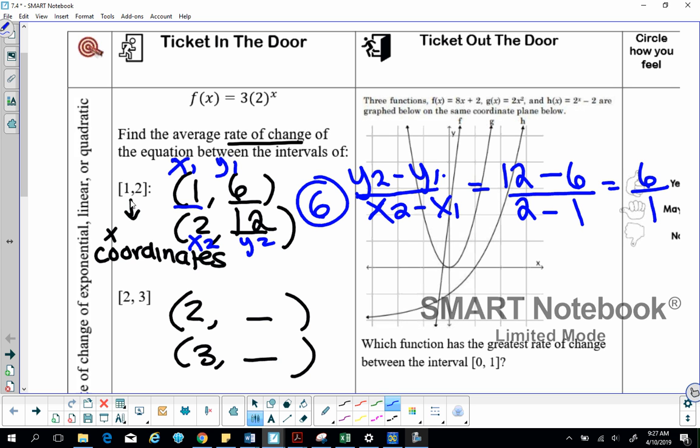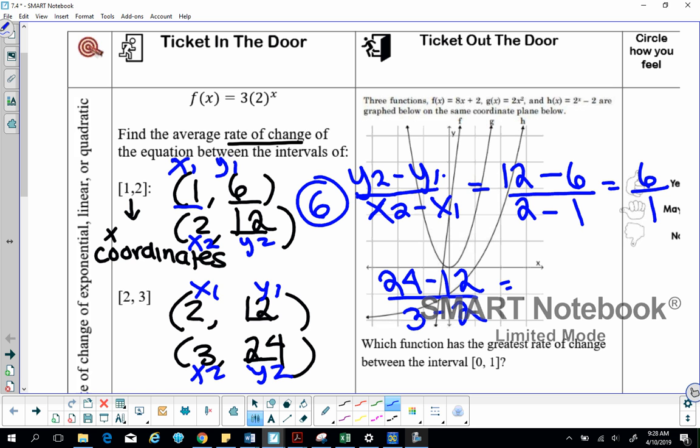We already know what 2 is. 2 was what? 12, and what's 3? 24. Okay, Tyreek, how do I label them? X1, Y1, X2, Y2. Good. And then you plug it in the slope formula. So I would put 24 minus 12 over 3 minus 2. What do I get when I do that? What's 24 minus 12? 12, 3 minus 2. So I end up getting 12 for the second one.